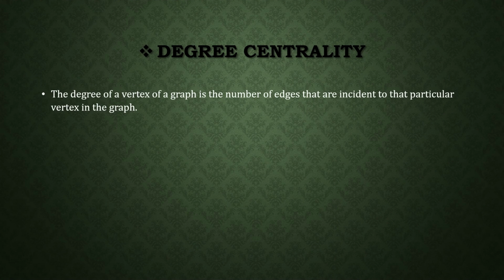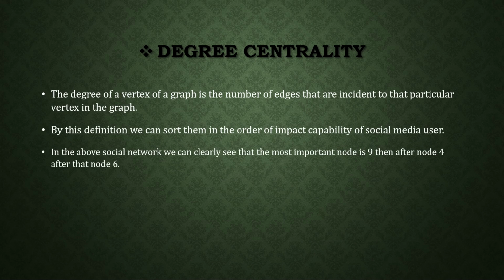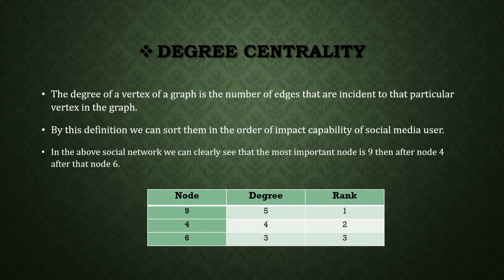Now we will see some popular methods of finding social media influencers. Degree centrality. The degree of a vertex of a graph is the number of edges that are incident to that particular vertex in the graph. By this definition, we can sort them in the order of impact capability of a social media user. In the above social network, we can clearly see that the most important node is 9, then after node 4, after that node 6.